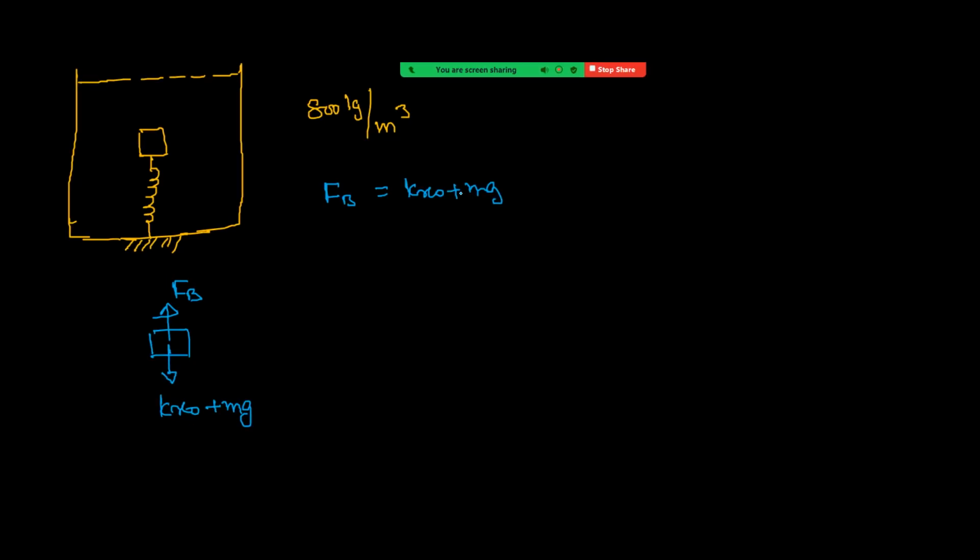Let us see the value of the spring constant k, that is given as 50 Newton per meter. The mass given is half a kg. Now see the calculation part.